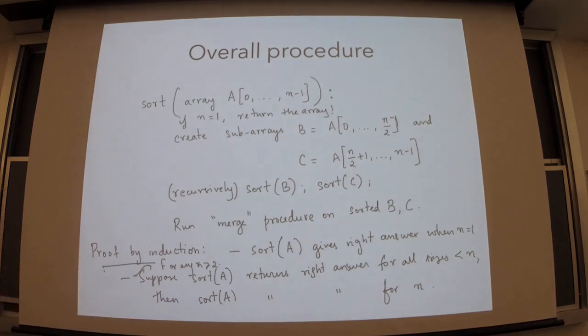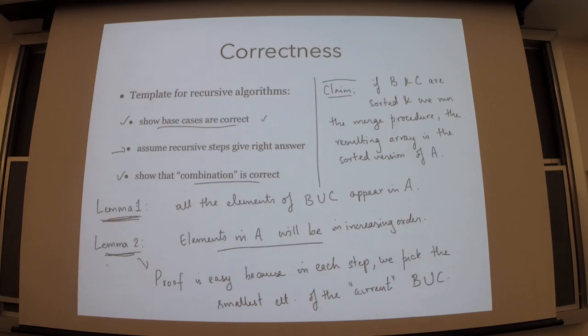Okay, so that makes sense. I like that. But how does that translate to that previous slide where you were assuming the recursive step, proving the combination step? It just feels like two distinct things.